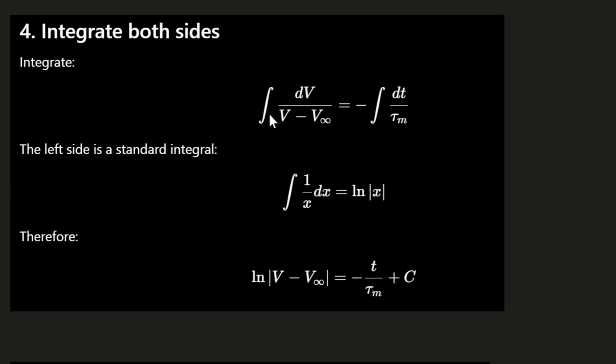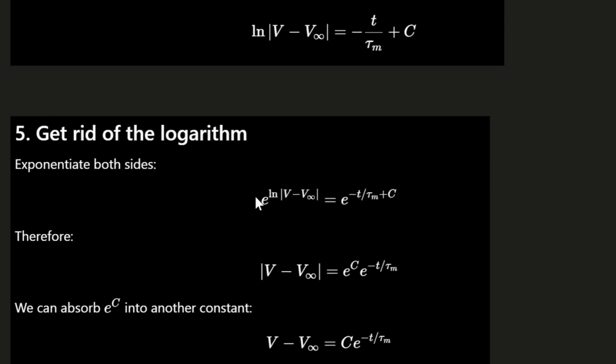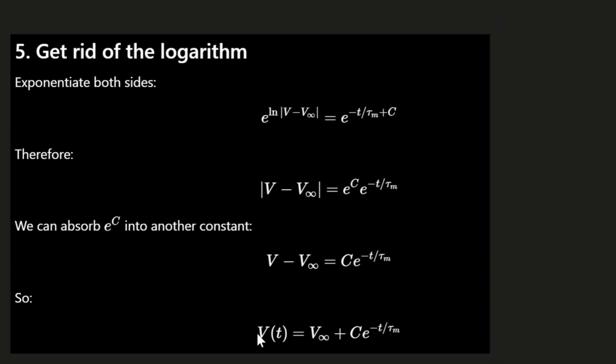This is a standard integral formula. So you get natural log of v minus v infinity, and this t. To remove the natural log, we add exponential. So we have exponential on both sides. We get this here and this one here. Exponential of c is a constant. We can write it like this. So we have this as our equation.